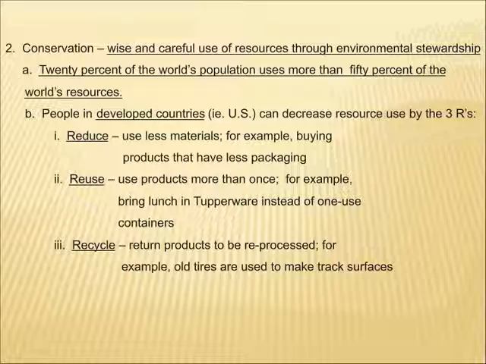So buying things in bulk is one way that we can reduce the amount of trash that we produce and reduce the amount of resources that had to be used in order to produce that packaging. We can also reuse products, use things more than once. So for example, you can buy a refillable water bottle rather than buying the ones that you use only once and then throw away. You can bring your lunch in a Tupperware or a Rubbermaid container instead of a plastic bag or something that has to be thrown away.